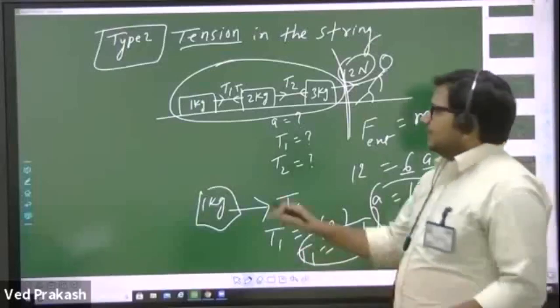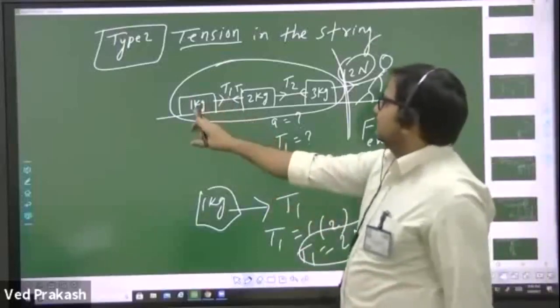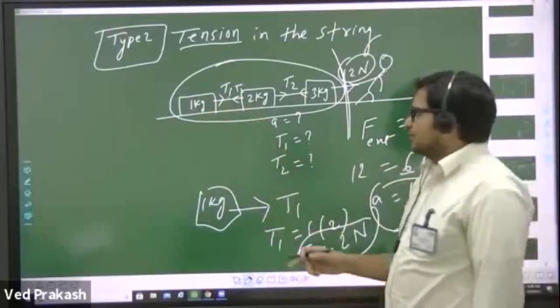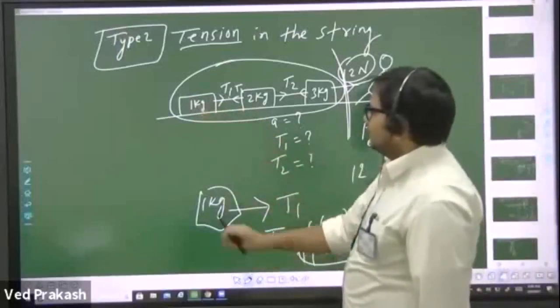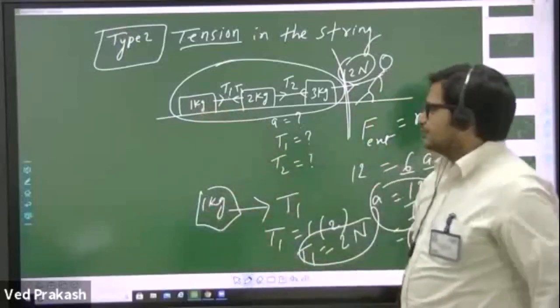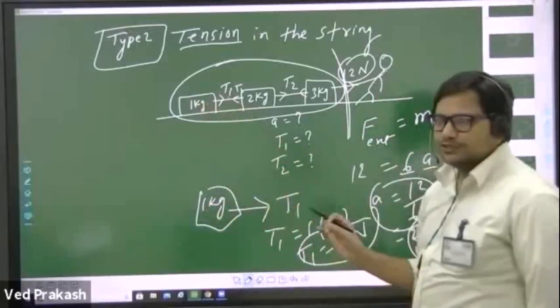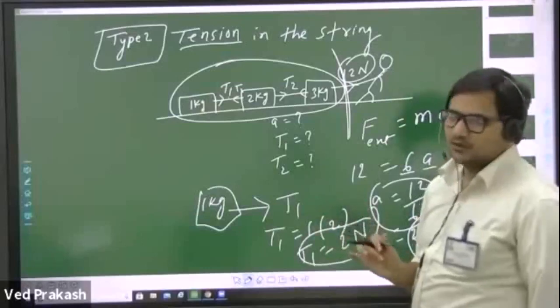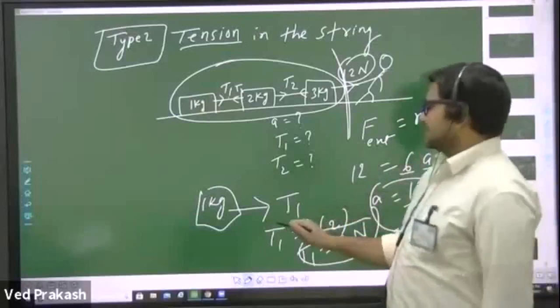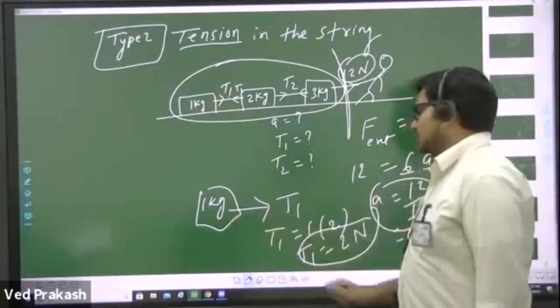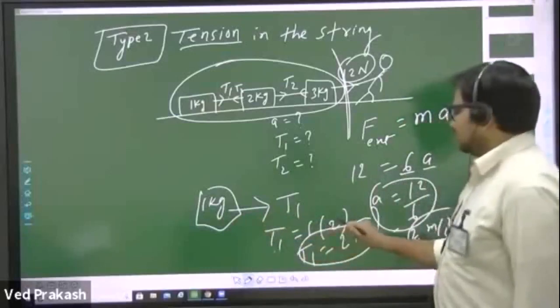To find the tension force acting between the 1 kg and 2 kg blocks, we have to draw the free body diagram of this 1 kg block. The only force acting on this 1 kg block is T1. So this force is responsible for the acceleration of the 1 kg object. Let's write Newton's second law for this 1 kg object: force equals mass times acceleration.